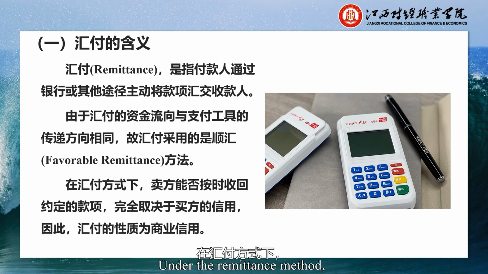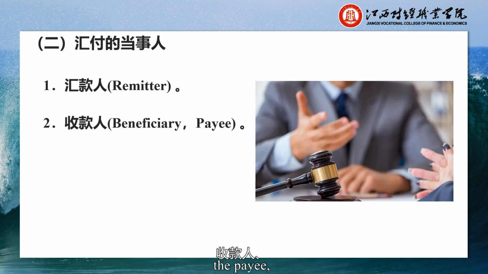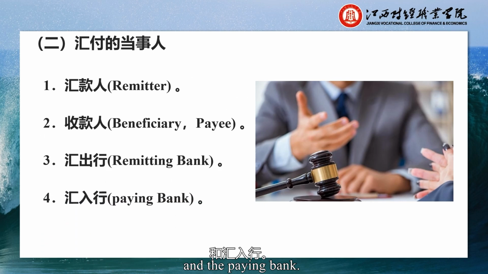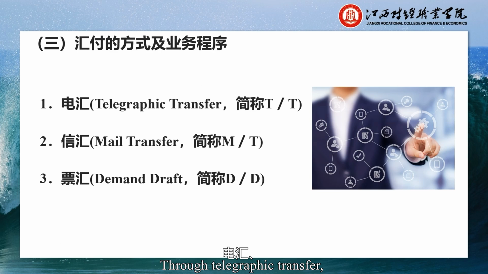Under the remittance method, whether the seller can receive the agreed upon amount on time completely depends on the buyer's credit. Therefore, the nature of remittance is commercial credit. There are four parties involved in remittance: the remitter, the payee, the remitting bank, and the paying bank. Remittance can be done through telegraphic transfer, mail transfer, and demand draft.